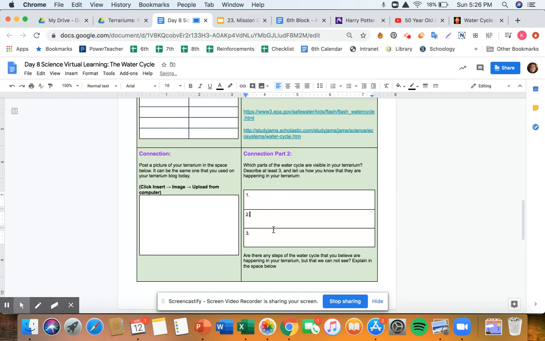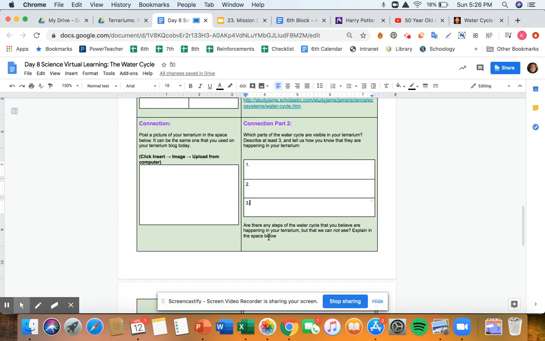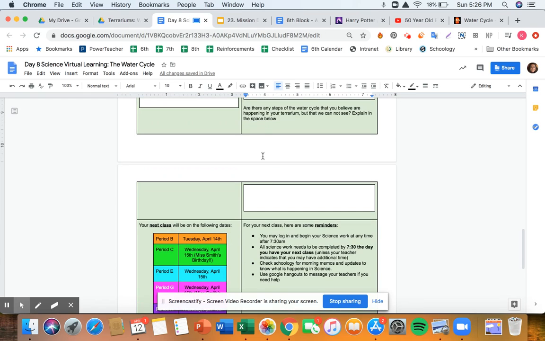And you're going to do that for at least 2 other things in the terrarium that you're seeing that come from the water cycle. And then the second question here is, is there anything happening in your terrarium that's part of the water cycle that we can't see? Is there anything that's happening in there that might be too microscopic or too small for us to see? Or is there something happening that might be obscured or hidden by the soil, etc.? And you're going to write about that in this box here.